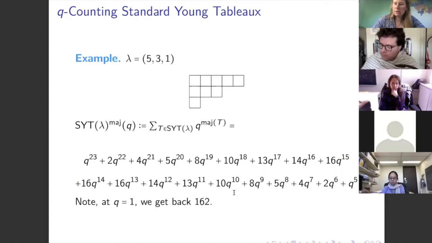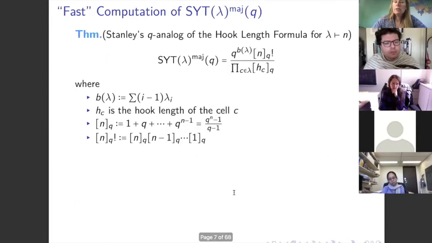Okay, so that's one thing you might do. Another thing you might do is try and factor this, right? What kind of factors does it have, and so on? Well, believe it or not, it has the most amazing factorization as a rational function. And this is Stanley's q-analog of the hook length formula.